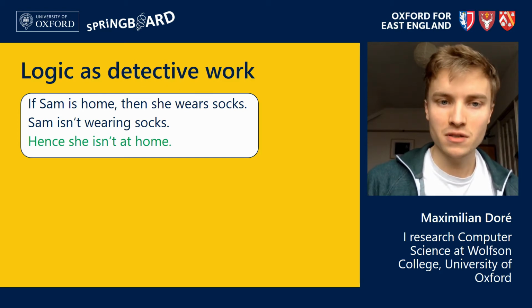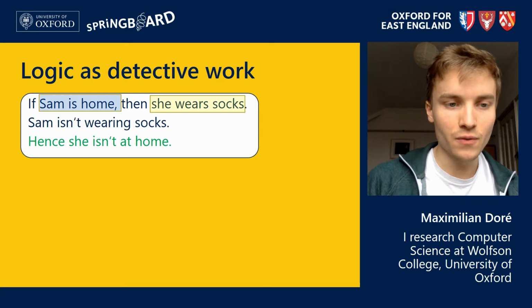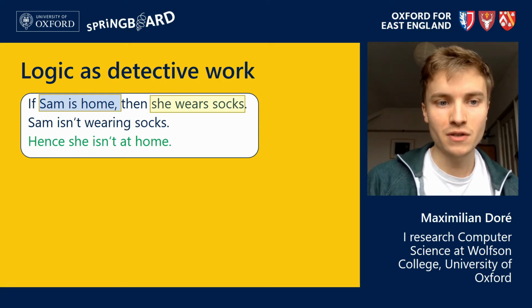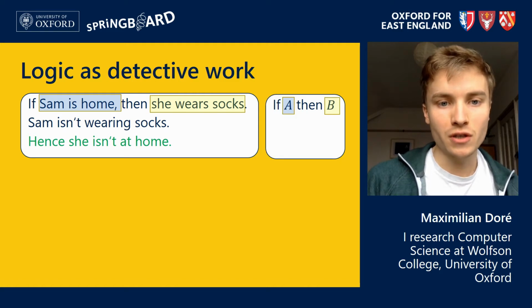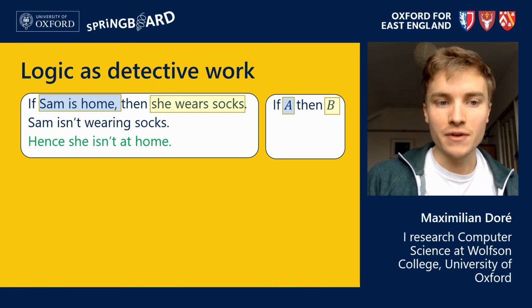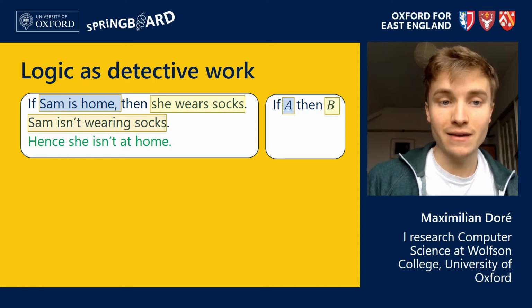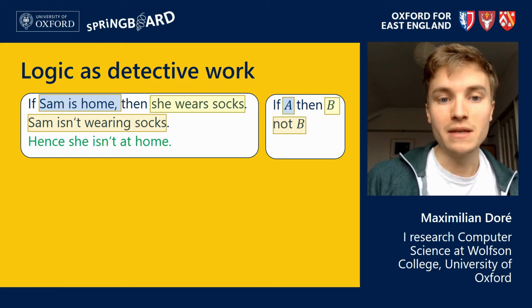And indeed, this is a sound argument. And we can understand this by investigating the logical structure of this argument. So in the first sentence, if Sam is at home, then she wears socks, we have two sub-sentences. The first one is that Sam is home, and the second that she wears socks. So the logical structure is: if A, where A stands for Sam is at home, then B, where B stands for she wears socks. And now the next sentence, we say that, in fact, she isn't wearing socks. So we say the opposite of what came after then. So we formalize this as not B is the case.